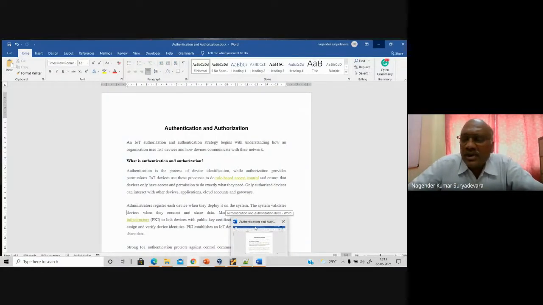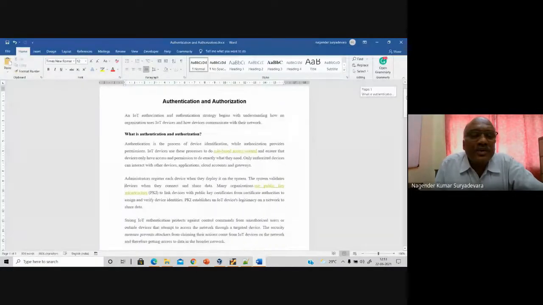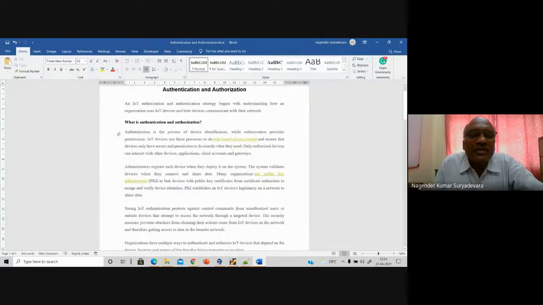Of course, I'm not going to read each and every line, but let me just explain. The notes I'll put on the Moodle course page, and then you can see them. Please remember, this material is related to IoT only, not authentication and authorization in general. Make a note of that. Authentication is the process of device identification: whether a particular IoT device is a valid device or not, meaning a device that is to be sending or receiving data from the sensor device, either to the gateway or to any application. That is what authentication basically is, the process of device identification, while authorization provides permissions.